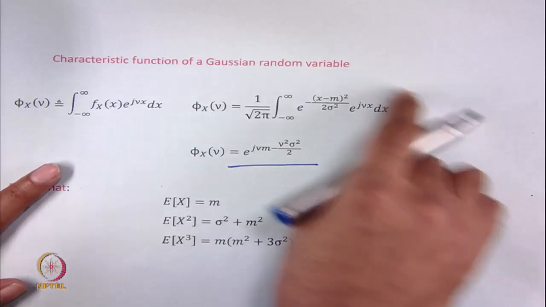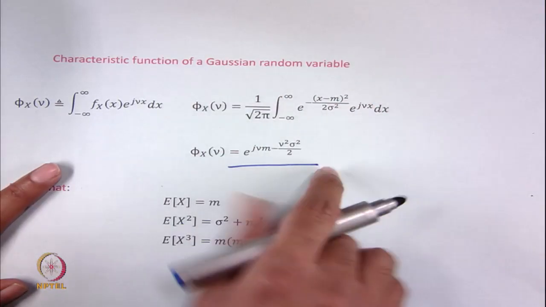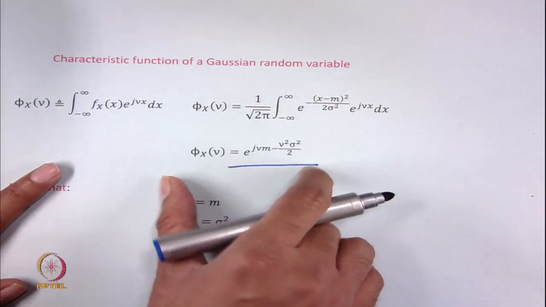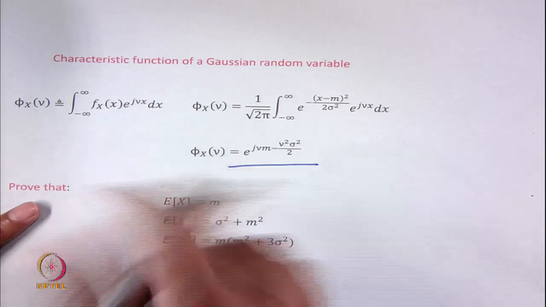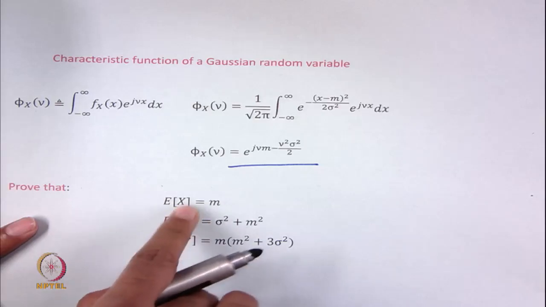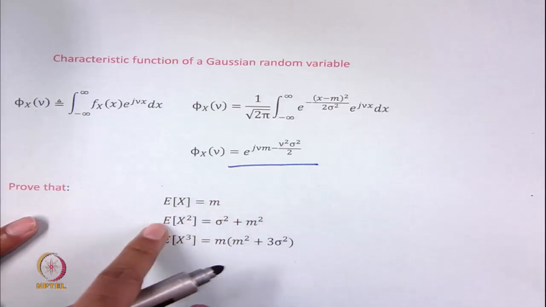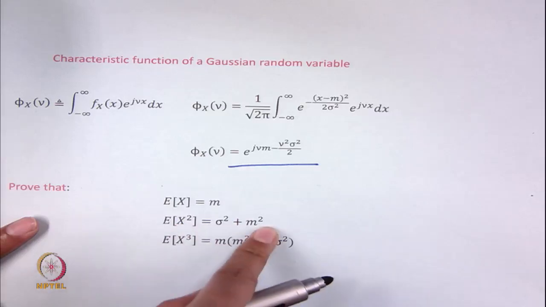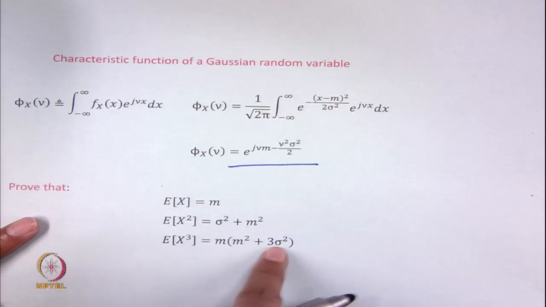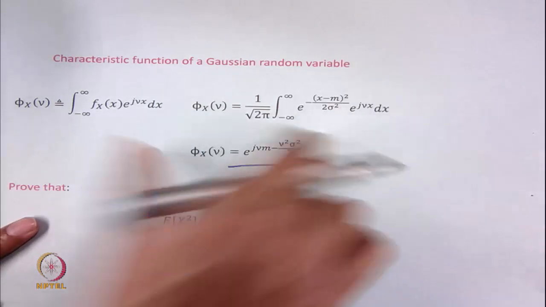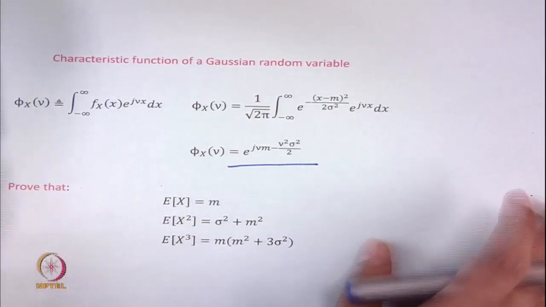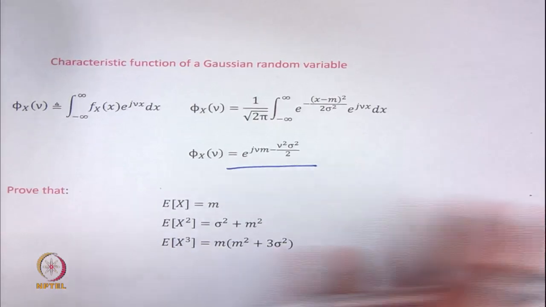I request you to solve this integration and derive that the characteristic function of a Gaussian random variable is this, and using this characteristic function try to find all moments of a Gaussian random variable and prove that the expected value of x, where x is a Gaussian random variable, is m, the expected value of x square is sigma square plus m square, the expected value of x cube is m times m square plus 3 sigma square. So, using this single characteristic function you can derive all moments of the random variable of interest, and hence this characteristic function is very useful in probability theory.